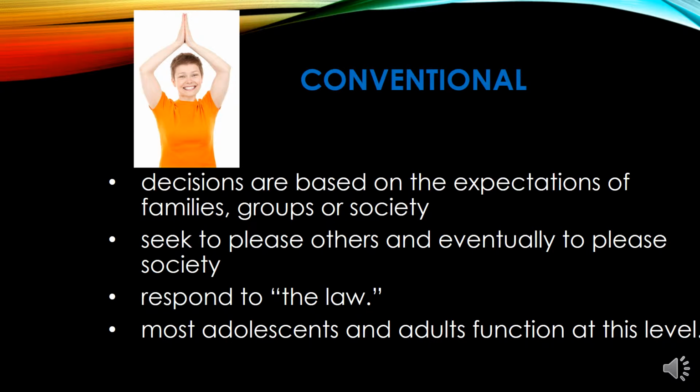In the conventional stage, Kohlberg proposes that the decisions are based on the expectations of families, groups, or society. People in the conventional phase seek to please others and eventually to please society. These people respond well to the law. Most adolescents and adults function at this level.